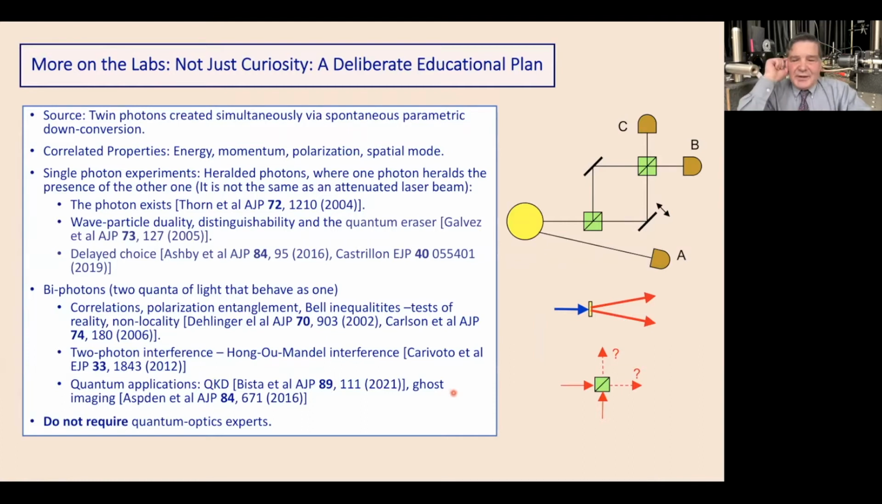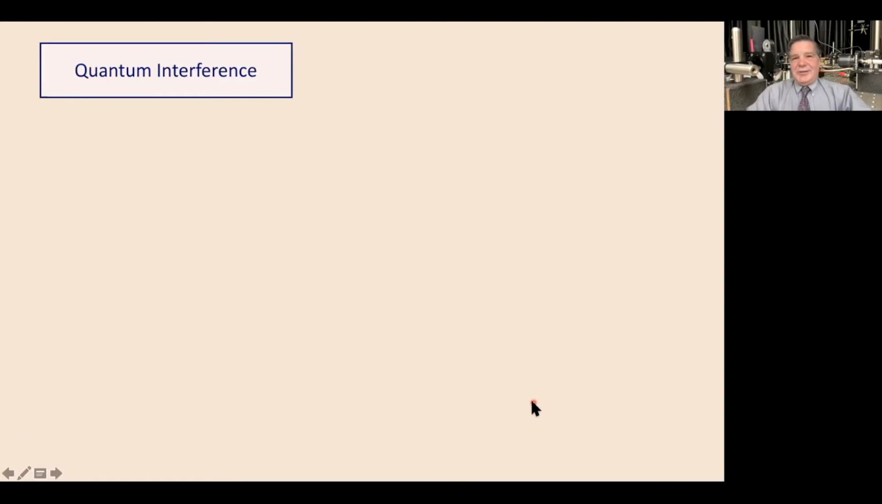One more thing: these experiments really do not require quantum optics experts. You can create these photon pairs with not much expertise, and from then on you can decide what you want to do with them. Of course, you need to figure out that part, but at least you don't require an immense laboratory just to make photon pairs. So let's get to the subject of this talk, which is quantum interference.